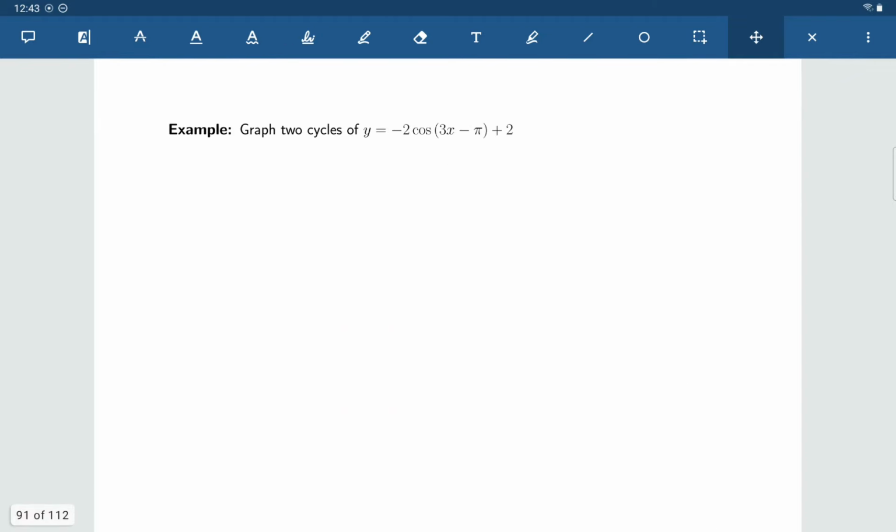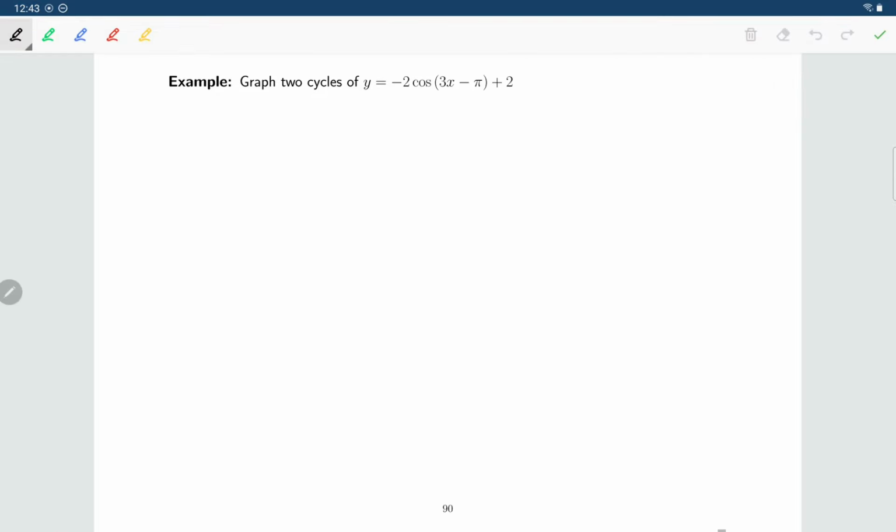All right, let's do another one. This one has two kinds of shifts. There's a phase shift and a vertical shift. So rewriting this first in factored form, I've got negative 2 cosine of 3 times x minus pi over 3, plus 2. All right, so there's a vertical shift of plus 2. There's a phase shift of pi over 3, positive pi over 3, or pi over 3 to the right.